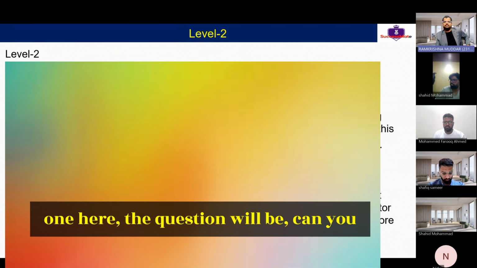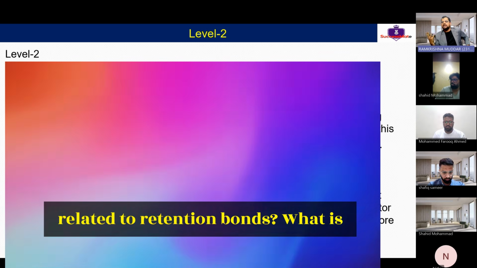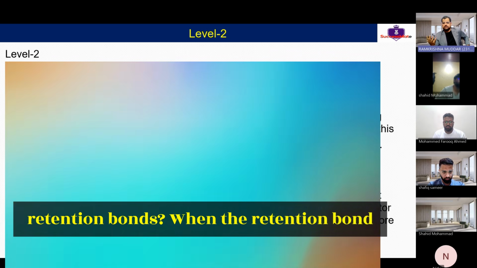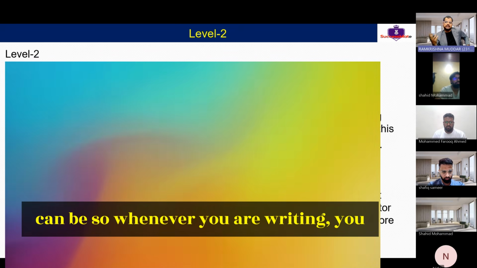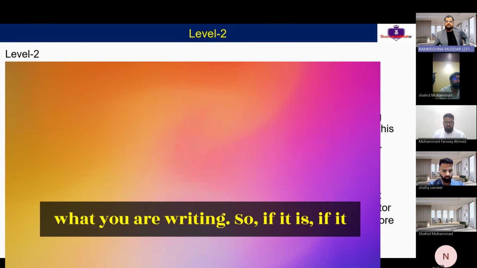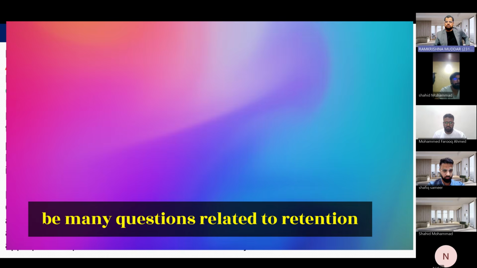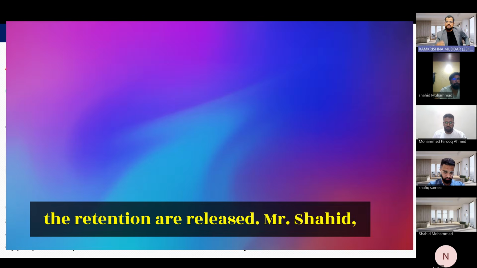So if you see this one, the question will be, can you explain what are the various clauses related to retention bonds? What is a retention bond? When can the retention bond be released? Such type of question can come. So whenever you are writing, make sure that you are fully aware of what you are writing. If retention bond is mentioned, there will be many questions related to retention bond. When are retentions released? Mr. Shahid, when is retention released?